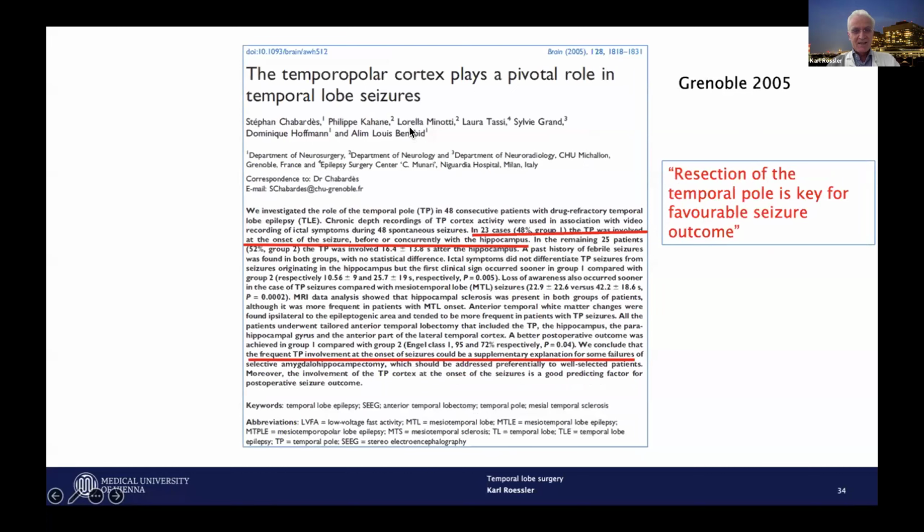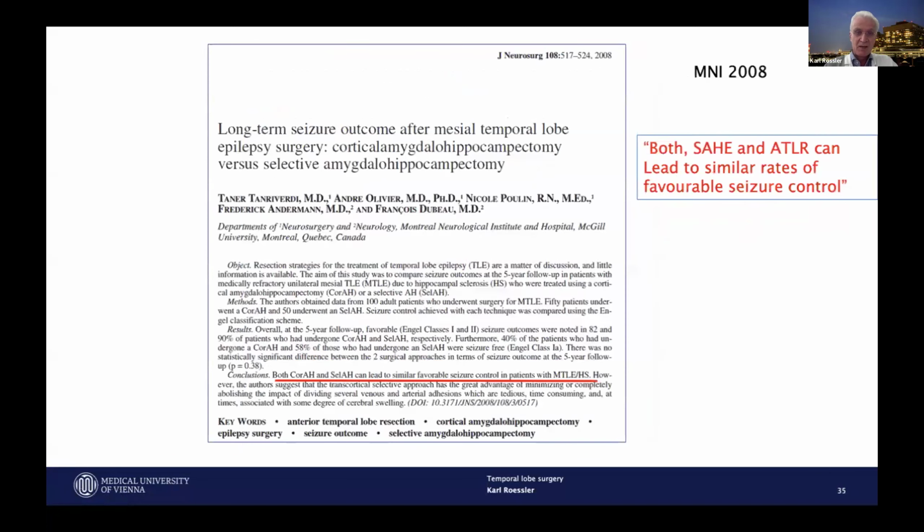I emphasize to take the temporal pole, especially in cases where there are PET abnormalities, hypometabolism in the glucose bed. And there is a very important paper to my mind from Grenoble, from the Benabid and Kahane group. They stated already nearly 20 years ago that the resection of the temporal pole is key for favorable seizure outcome, because it is involved in so many aspects of temporal lobe epilepsy.